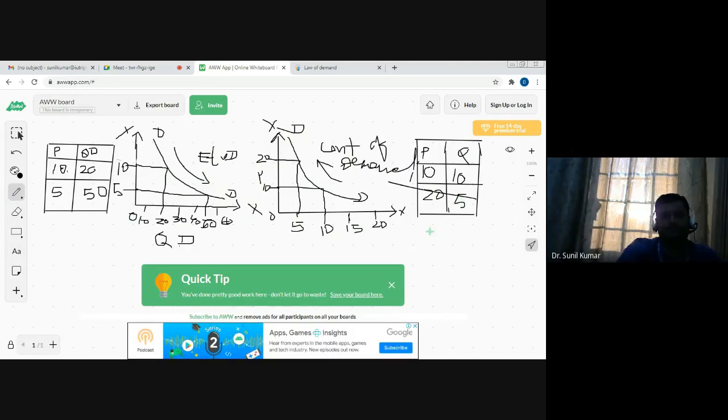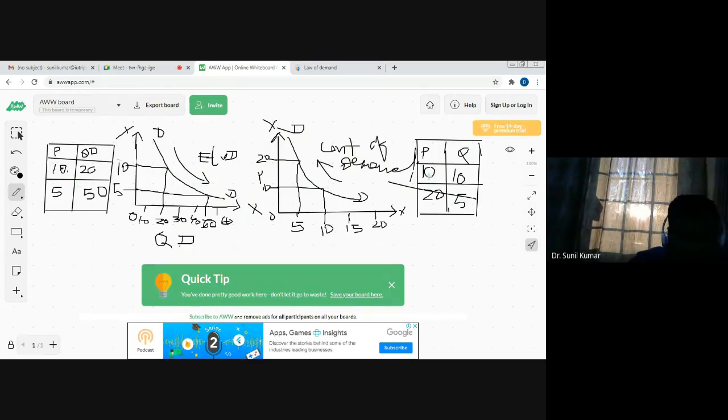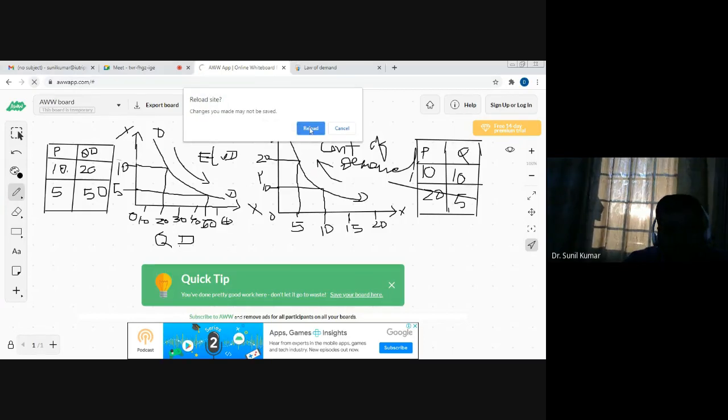Any doubt? No, sir. Lisa? So you have to draw this in your examination also. Let it be, so I'm going to remove it. Is it okay now? Lisa? Yes, sir.